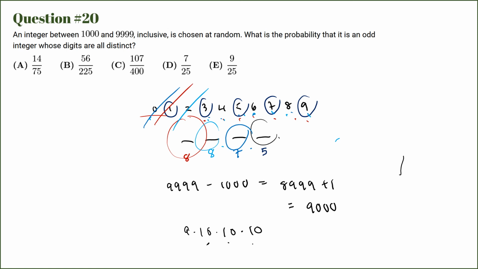So our probability would be 8 times 8 times 7 times 5 over 9,000. And if you simplify that, you get 56 over 225, or B.